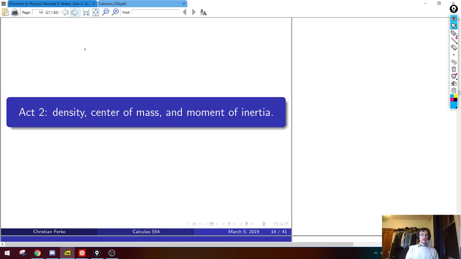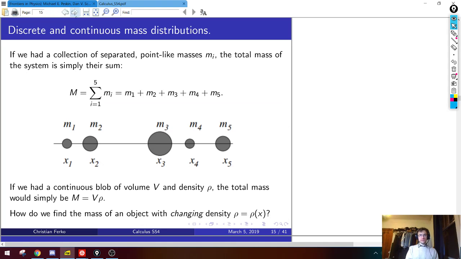So, okay, nice. Let's do some unrelated stuff. Density and center of mass and moment of inertia. Let's try to just motivate the formula we're going to write down for density.